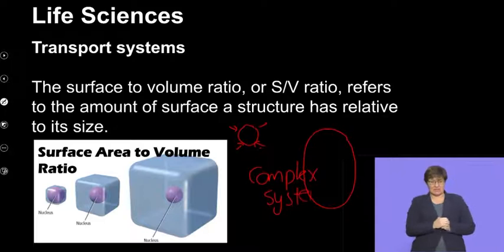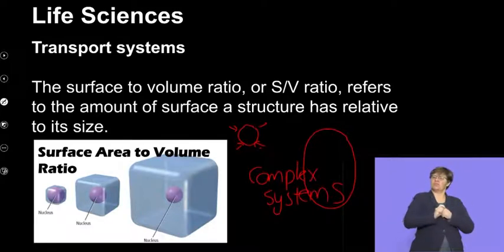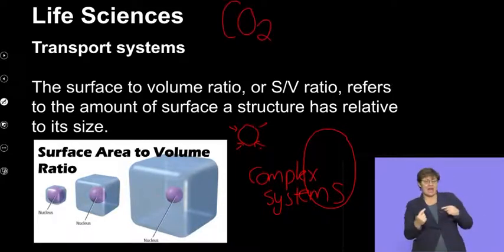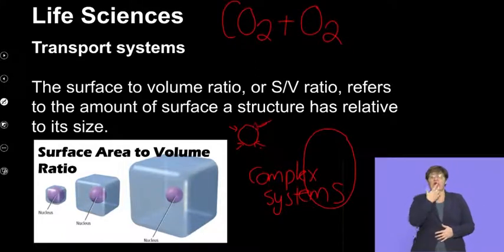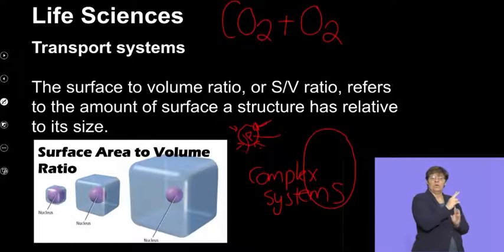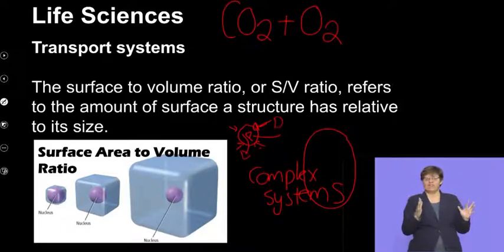If I'm looking at my transport system, what am I actually looking at? The most important thing, there are others as well, is that I want to get oxygen and carbon dioxide into and out of my body. With really small organisms, like a really simple unicellular organism, oxygen can go in and carbon dioxide can go out. Simple diffusion.